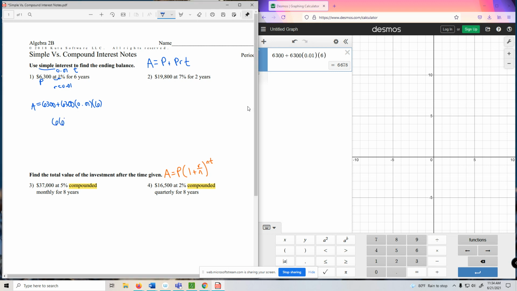We get $6,678. So with 1% interest after 6 years, our account is now up to $6,678. Same idea for number 2, but this time our principal is $19,800. Our rate, if I switch that to a decimal, is going to be 0.07, and then T is 2. So we do 19,800 plus 19,800 times our rate, 0.07, times our time, which is 2.